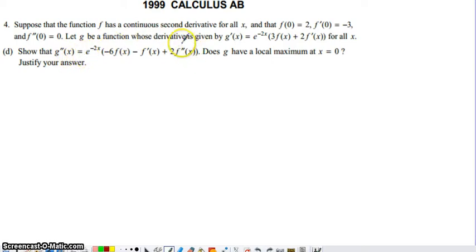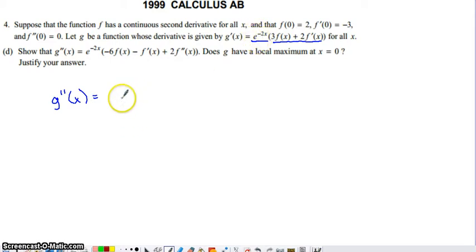So if we start with g prime of x, what I notice right away is that I have a function of x right here times another function of x right here. So when I take g double prime, I'm going to have to use the product rule. So by using the product rule, my second derivative for g is going to be the derivative of the first function that we see here.